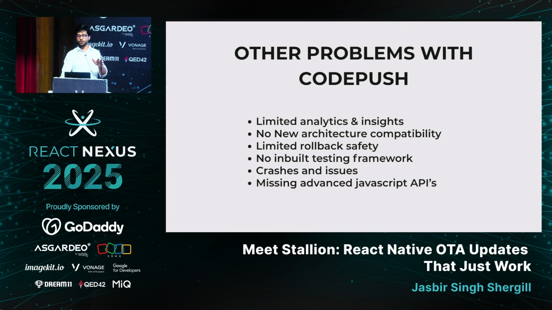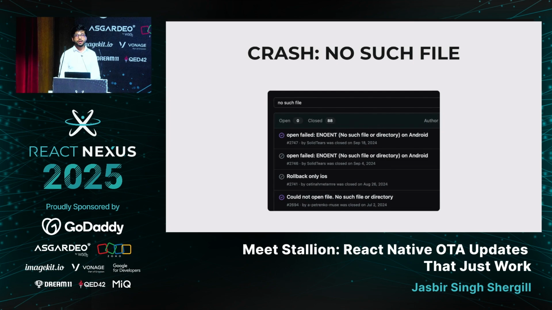There's limited rollback safety. Rollback is when, let's say, something goes wrong with your release or there's a faulty release, and the SDK should automatically fall back. Basically, it is the safety net you get in case you are sending OTA releases. There's no inbuilt testing framework, which means that if you want to test your release internally before sending it out to the App Store and Play Store, CodePush does not support this by default. Crashes and issues I'll come to in a second. And finally, you did not have a JavaScript API. All you had was one event listener, and all of the state management you would have to do yourself.